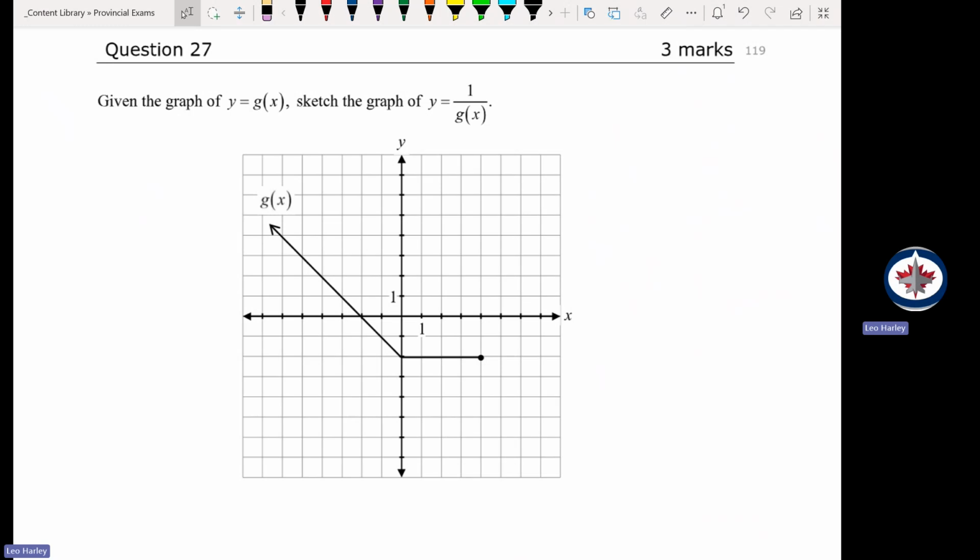So let's talk about what it's asking us to do. It's asking us to do reciprocals. So I'm just going to help you along here. Let's do this piece first. So we understand they're asking us to consider 1 over the function. So let's remind you, what's the reciprocal of plus 1? 1. Okay, I'll make it easier. What's the reciprocal of 2? 1/2. Okay.